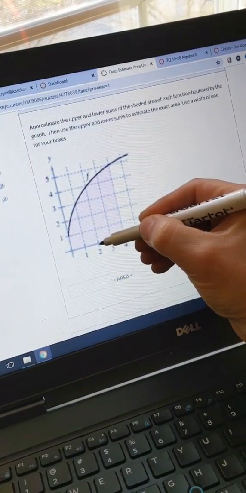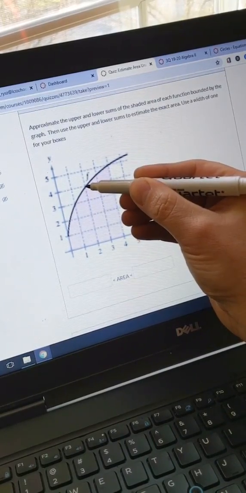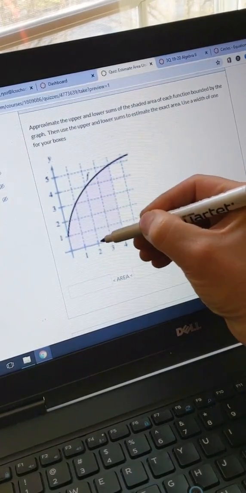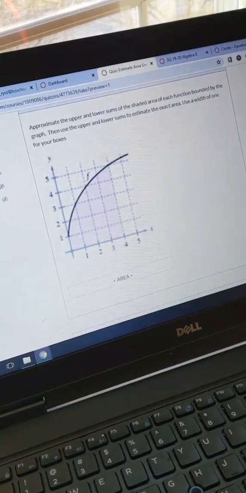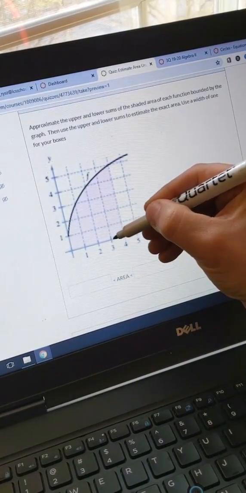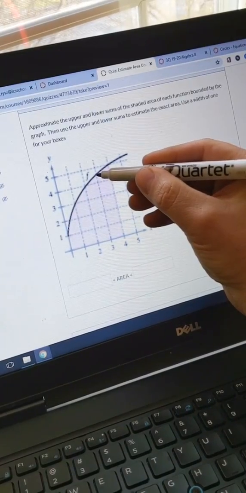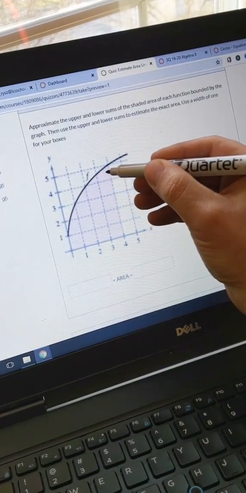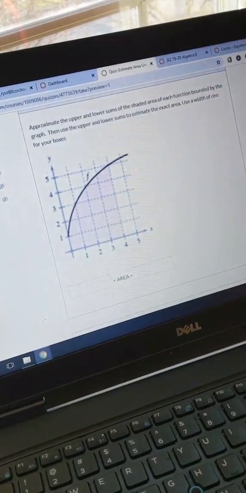Alright, next box, we're going to start at 2, and we'll go up. Okay, 2 goes up to 4, and that'd be a 4 by 1 box here. So I'll put 4 on our list. And then the last box, we're going to start at 3. I'm going to estimate that that goes up to about 4.5, so 4.5 by 1.